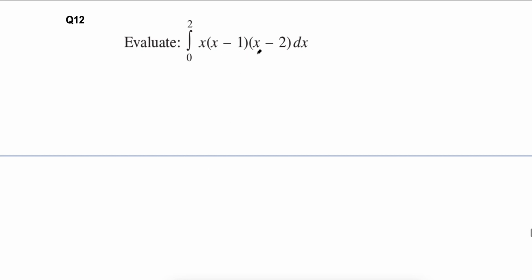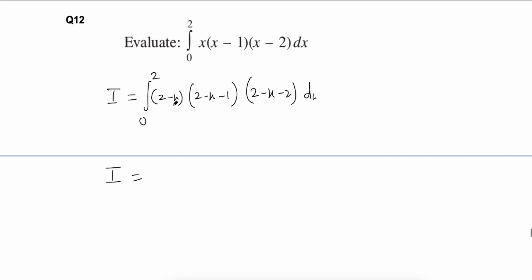One option is that you multiply them and simply expand it, and then we can apply the x power n formula, but let's do one hit and trial. Apply the King formula, from 0 to 2, x will be replaced by 2 minus x. Here x will be replaced by 2 minus x, 2 minus x minus 1. Here also 2 minus x, 2 minus x minus 2 dx.